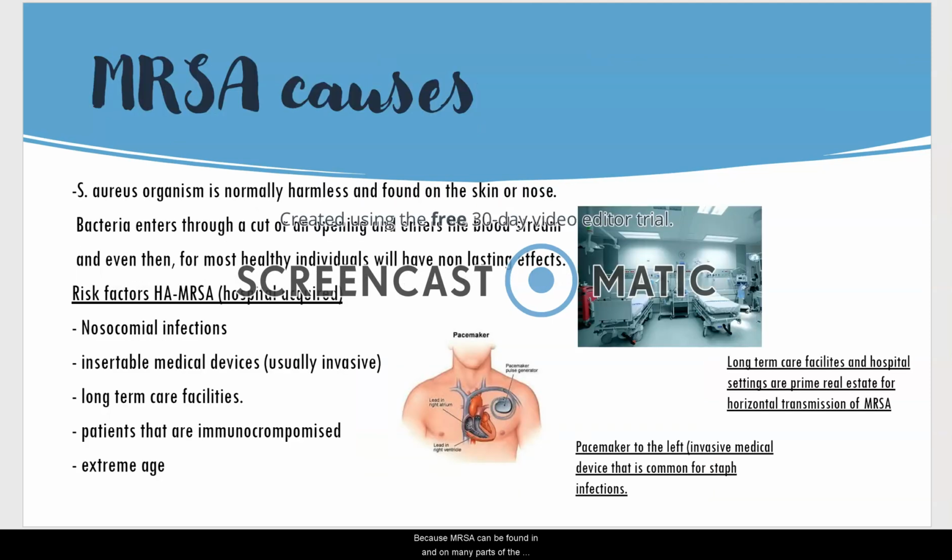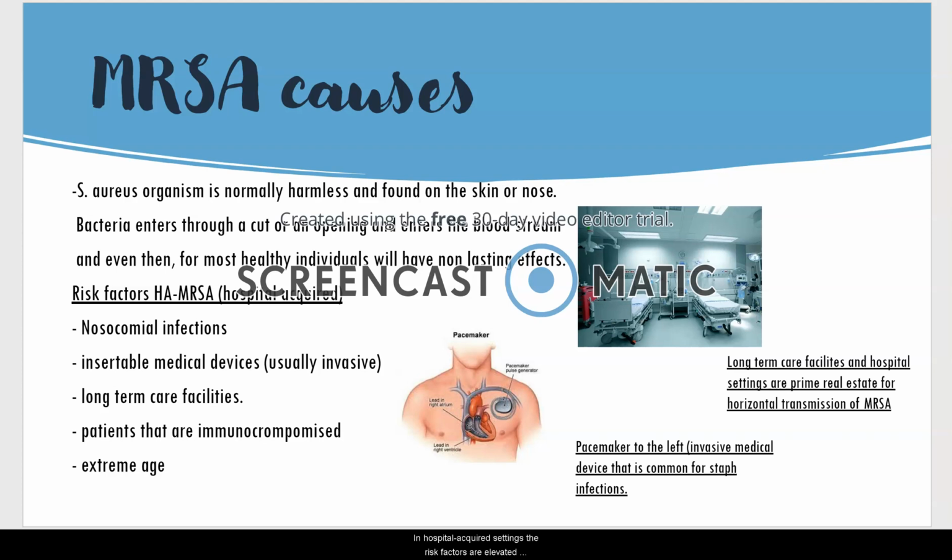Because MRSA can be found in and on many parts of the human body, it has many modes of transmission. Transmission routes may differ depending on whichever setting it is in, but usually it enters through a cut or an opening on the body. The setting can be a hospital-acquired setting or a community-acquired setting.